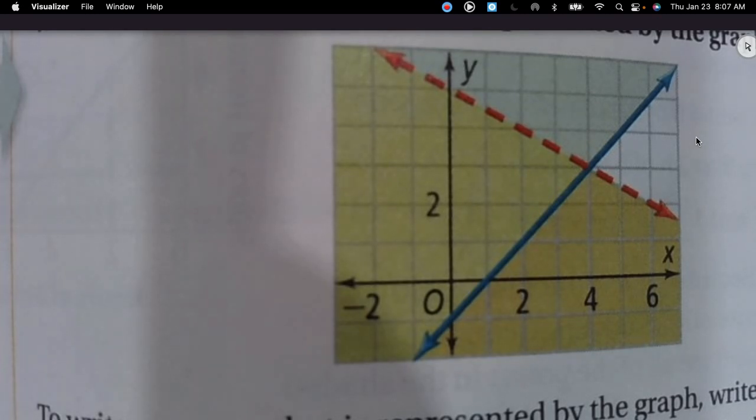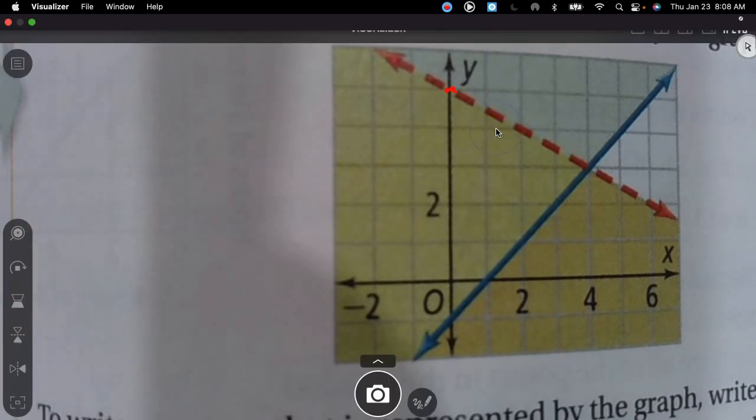So let's look at this one. It goes through this point. It starts at that point. Does everybody see? And then what's my slope? I'm not down 1 and over 1. It looks like I'm down 1 and over how many? 2. Look.